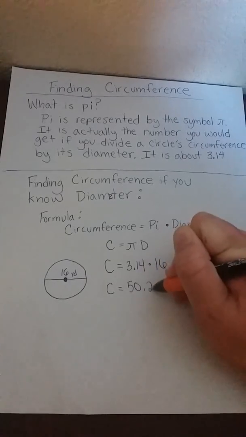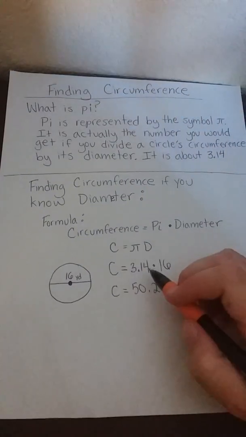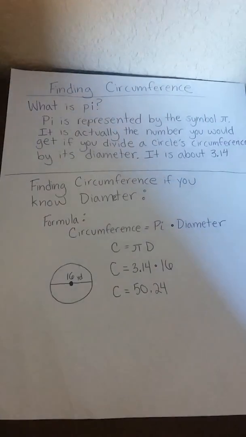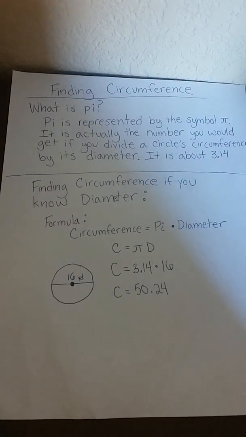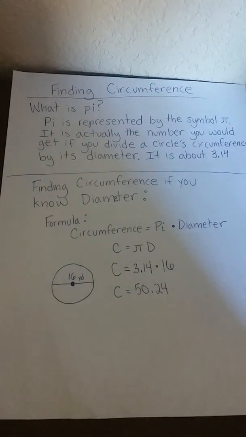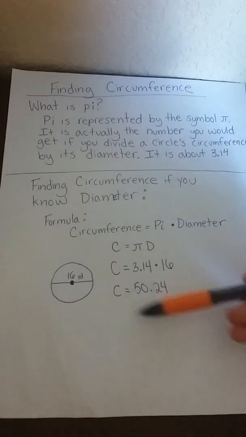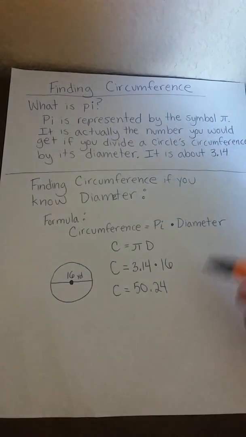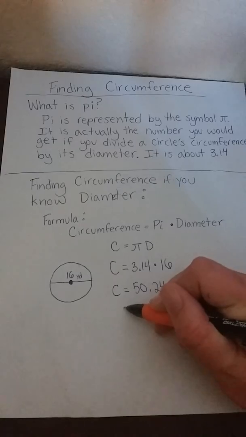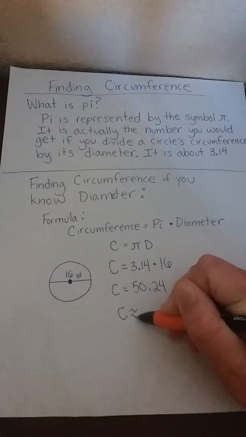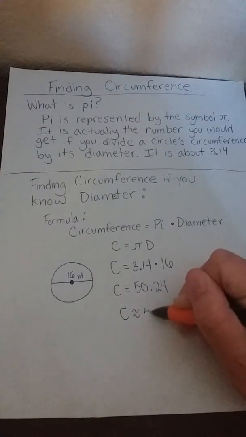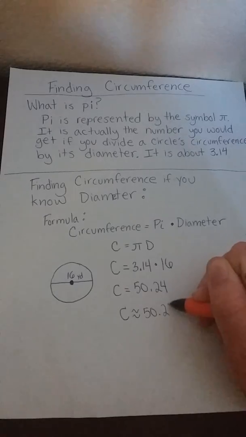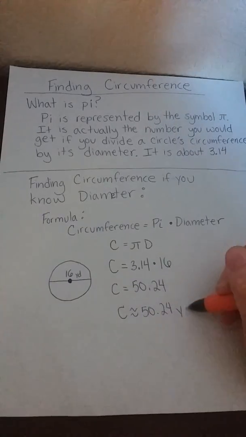Now I say about because 3.14 is an approximation of pi. It's not exactly 3.14, we're approximating there. So our answer is also an approximation. So really, I should say the circumference is about, and use a wiggly line, 50.24 yards.